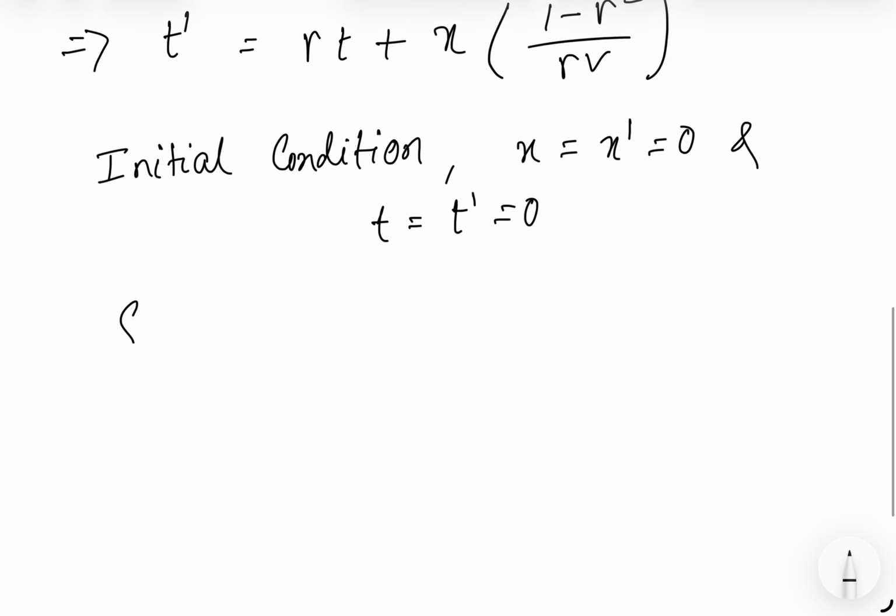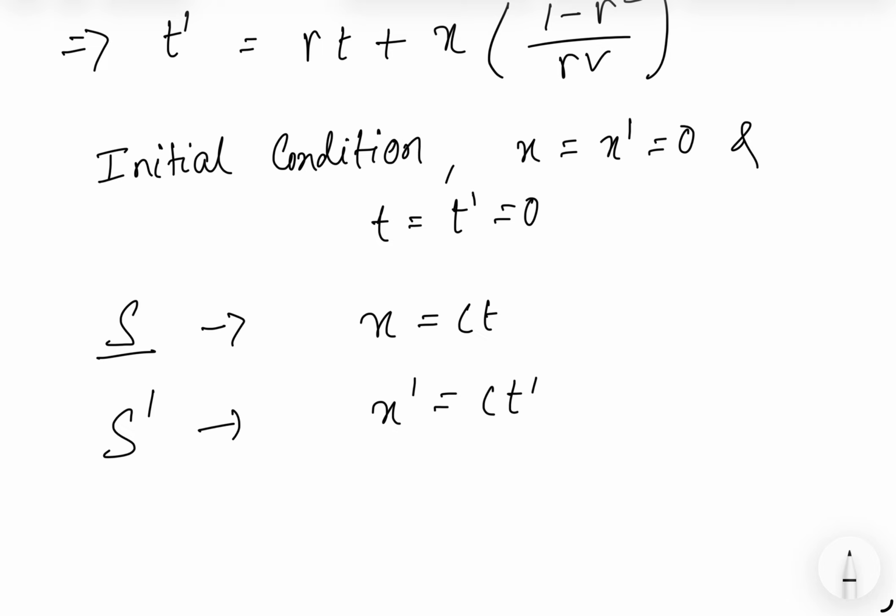Now in frame of reference S, the x coordinate of the light pulse can be written as x equals ct. You know that, right? In time t, the distance traveled by light will be x equals ct. And in the S dash frame, it has to be x dash equals ct dash.